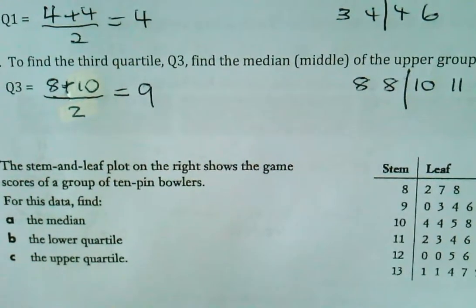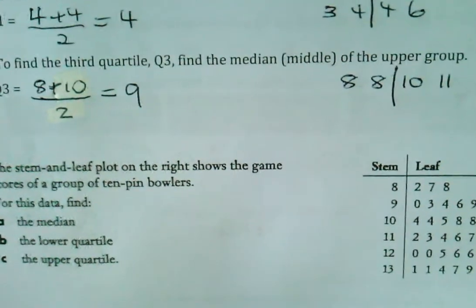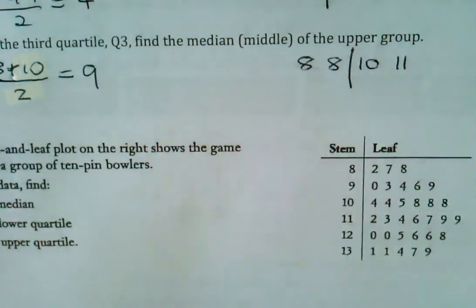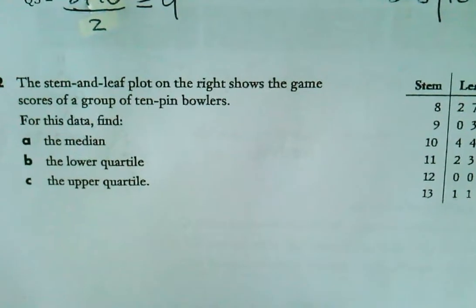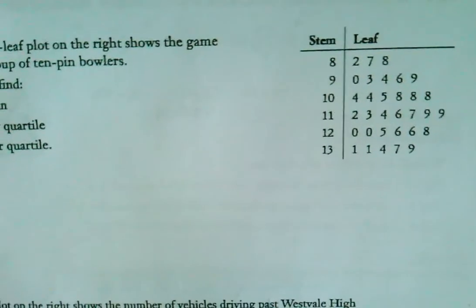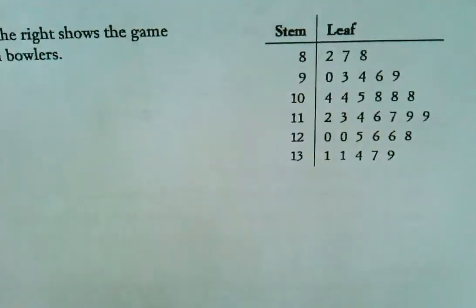We've got a stem and leaf plot. You've got to find the median, the lower quartile, the upper quartile. Now, what I would do, we're going to do our little gritty thing here, and we're going to work out exactly which scores we're going to pull out. So the stem and leaf plot on the right shows the game scores of a group of 10 pin bowlers. All right, how many scores? We want the median. Let's count how many scores.